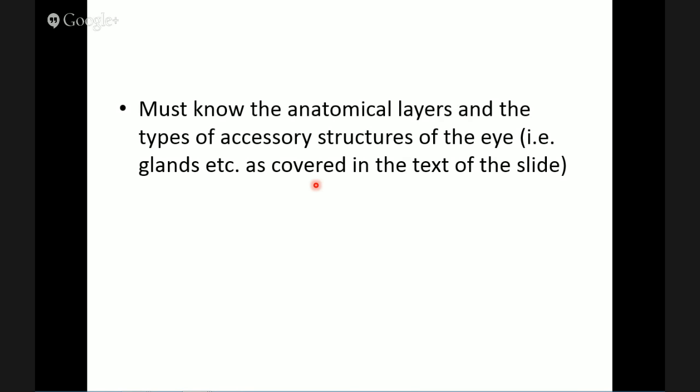Yeah, do you have a question? Yep, yep. Are they being sent up the intermediate zone? No, no.